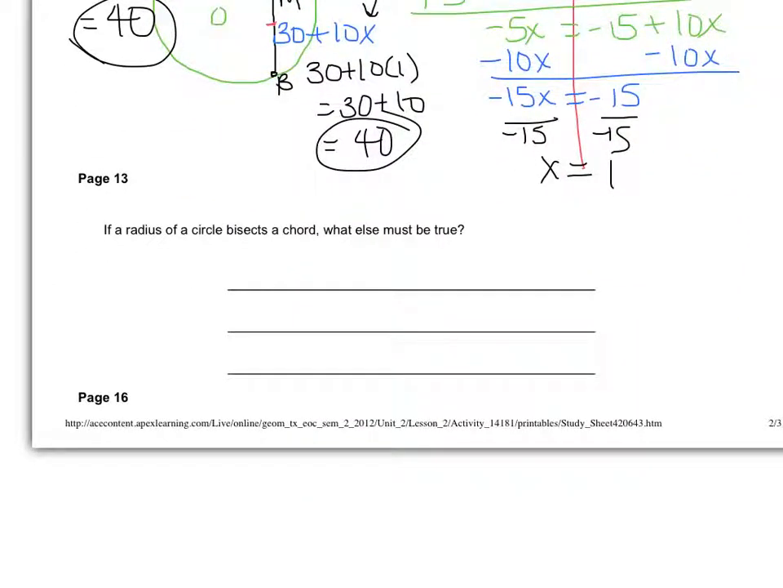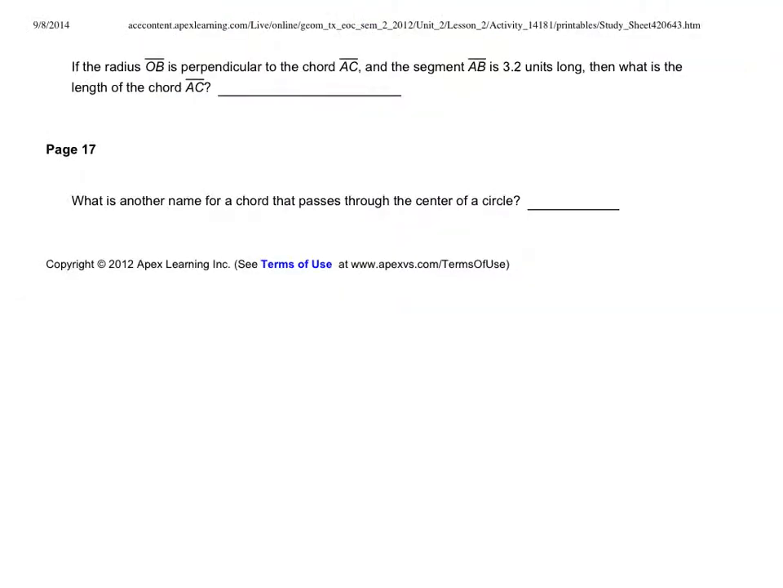So if a radius of a circle bisects a chord, what else must be true? Well, if the radius bisects it, then we also know that the radius is perpendicular. So if the radius OB is perpendicular to the chord AC, and we know that AB is 3.2, what is the length of the chord AC?